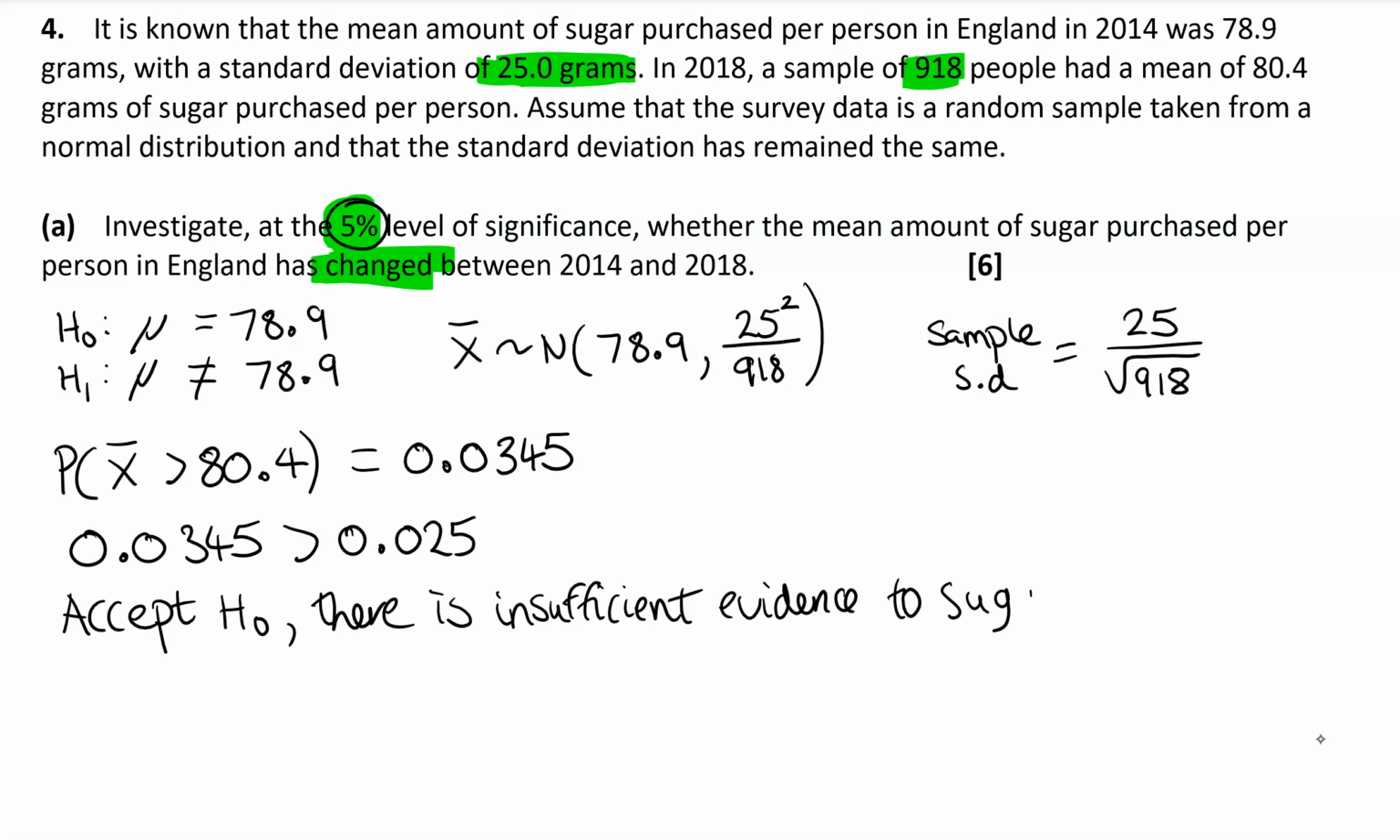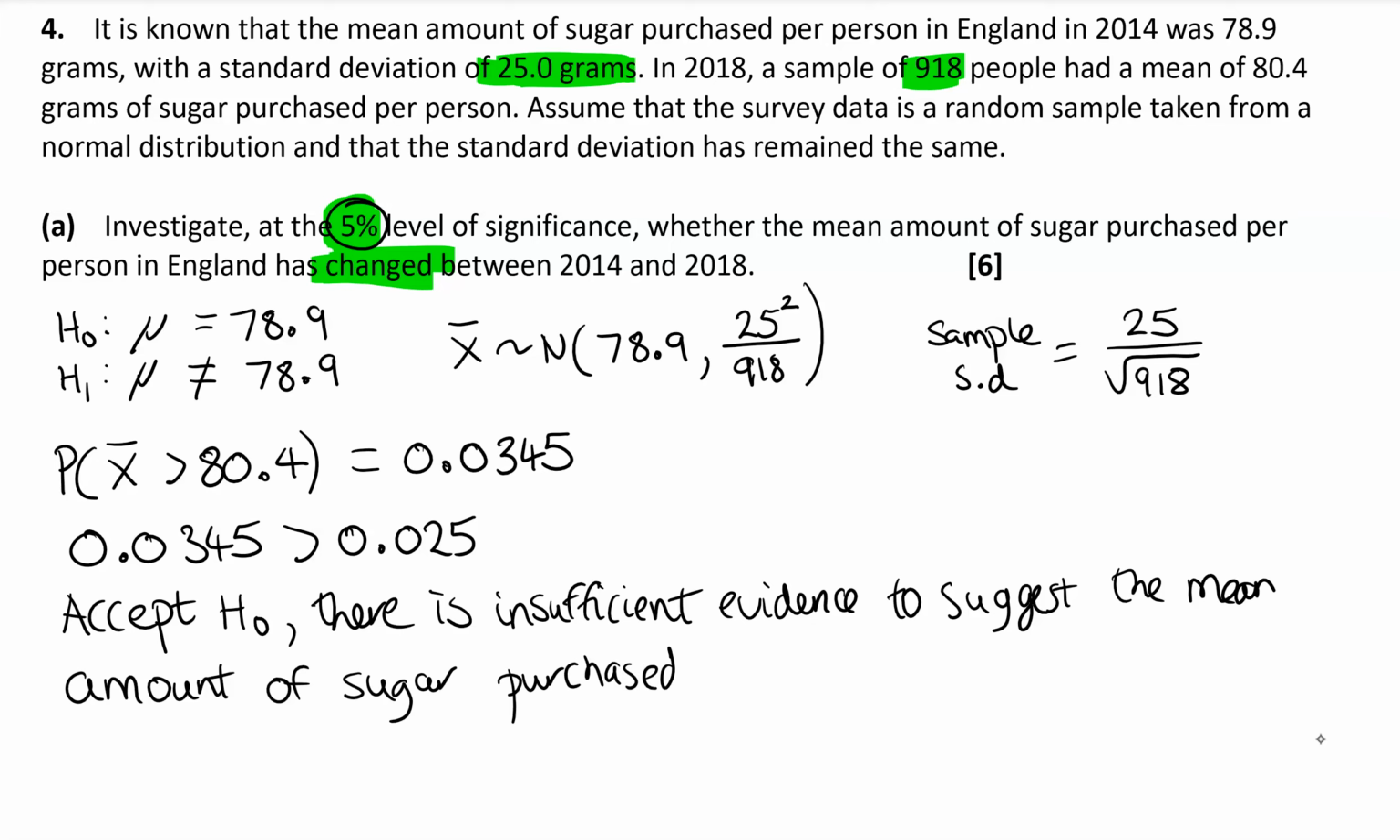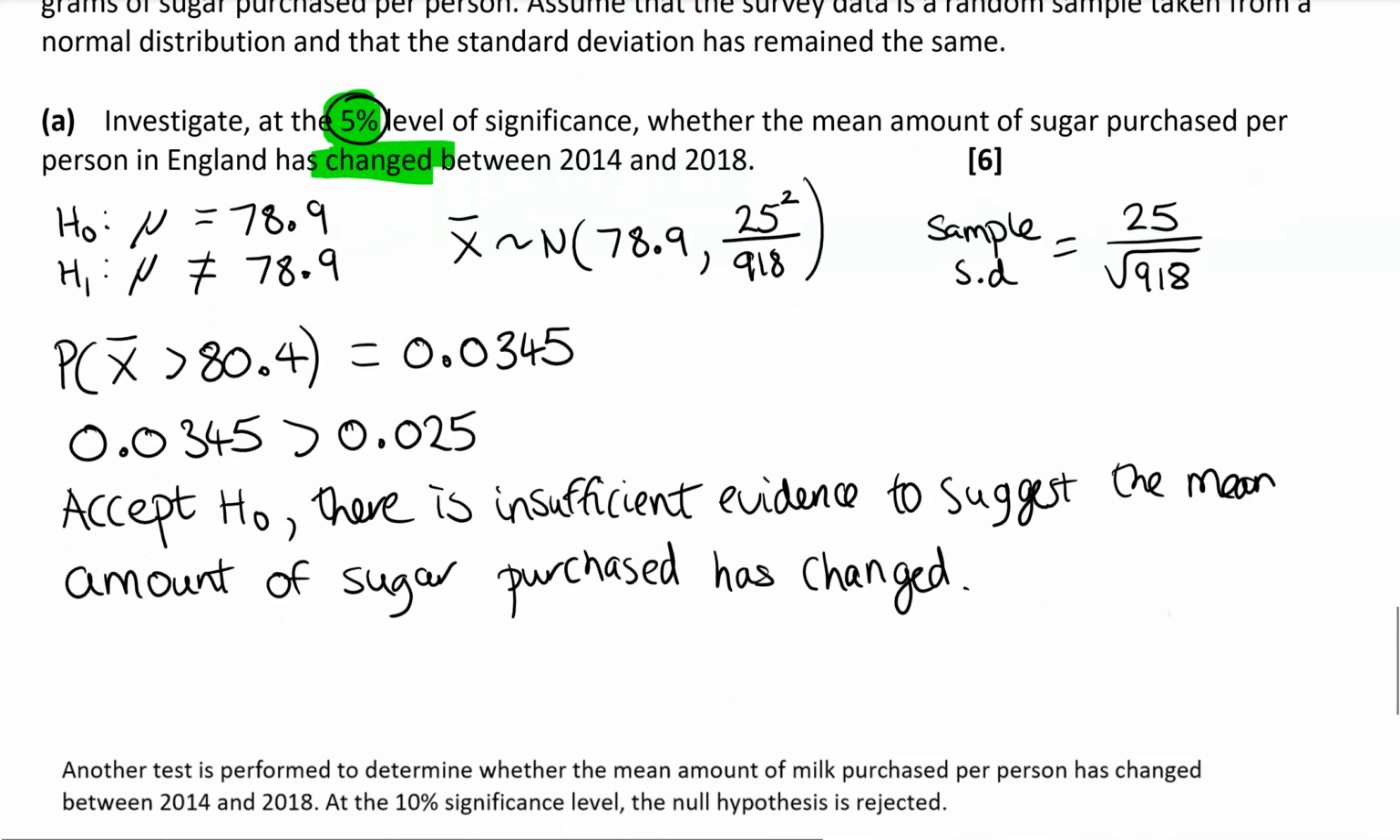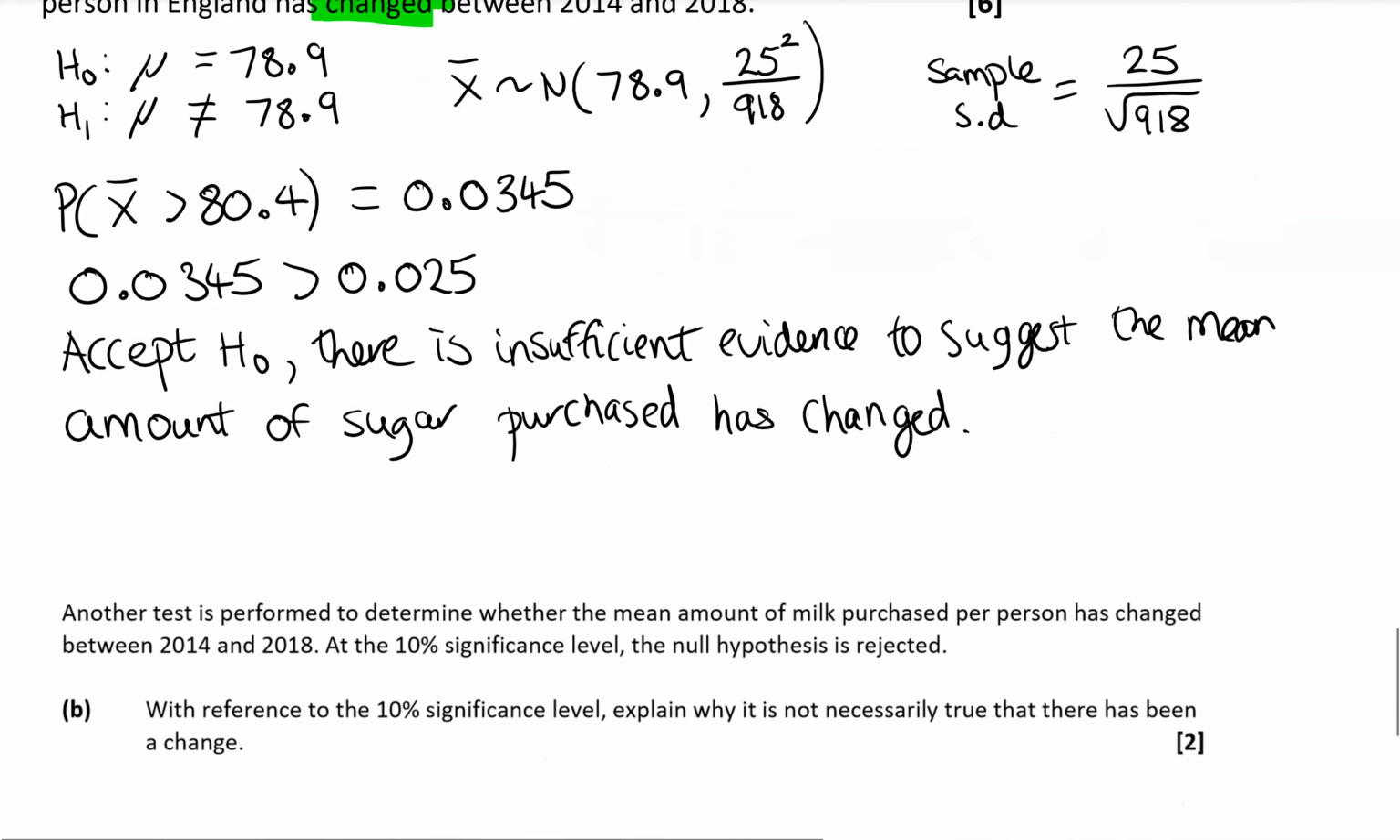to suggest the mean amount of sugar purchased has changed. Okay, and that's what I need to do for all 6 marks. Let me know if you have any questions about that, and then we'll just finally, before I end this, go on to part B.